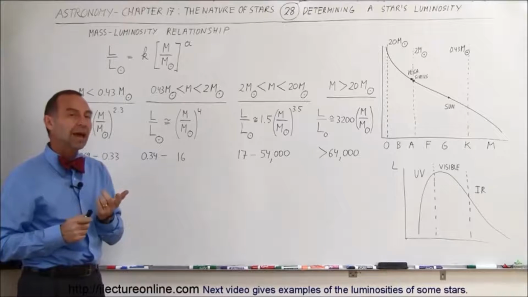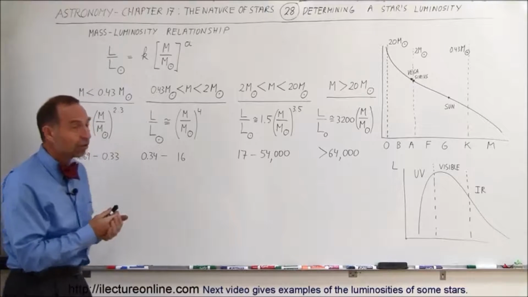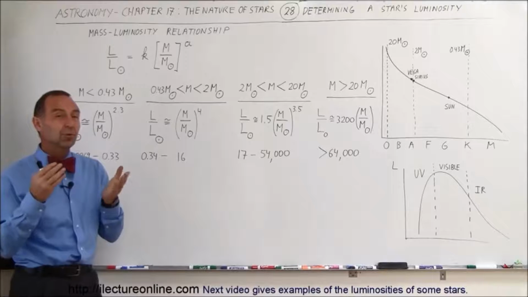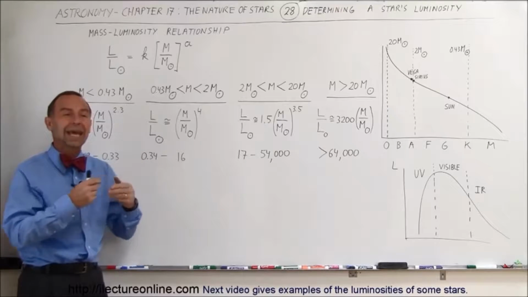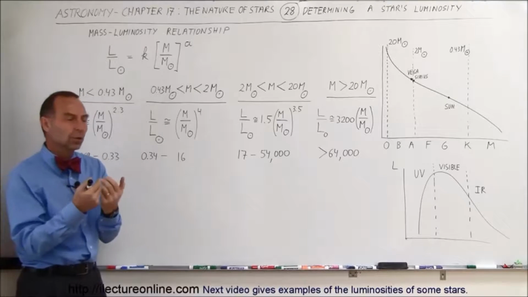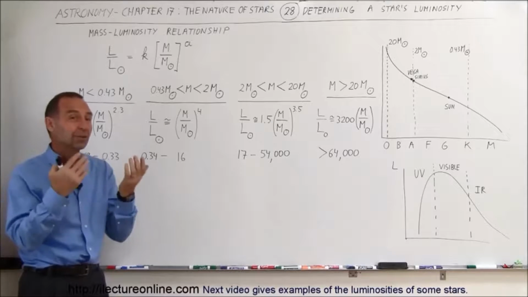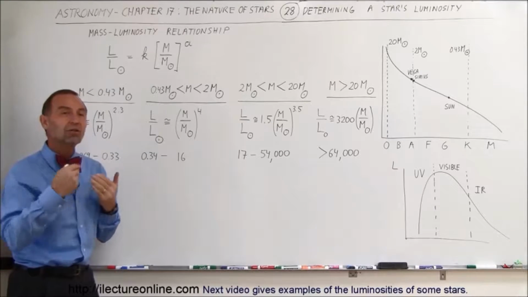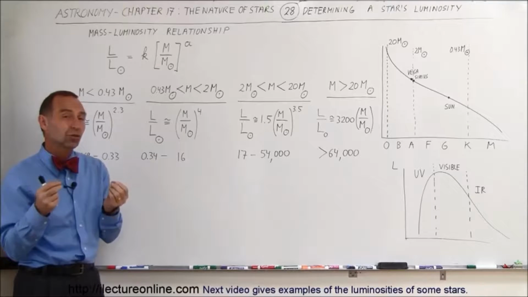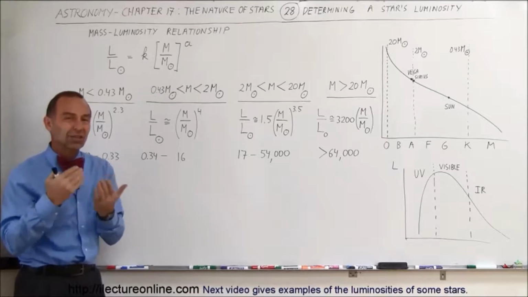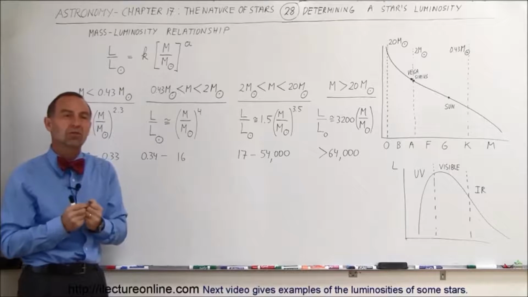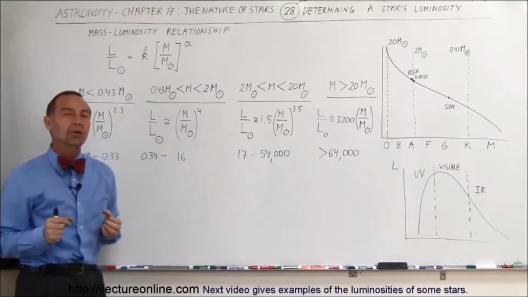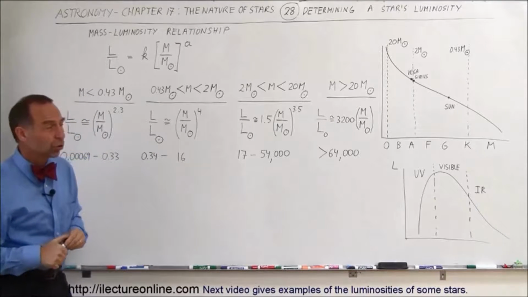Another big problem that we have with trying to find the luminosity of stars is understanding the difference between the absolute luminosity and the apparent luminosity. In other words, the star may appear luminous, but we need to figure out how far the star is from us before we actually can determine how luminous it actually is. What is the actual luminosity of the star? How much energy does it put out? And again, that can be very difficult to determine.